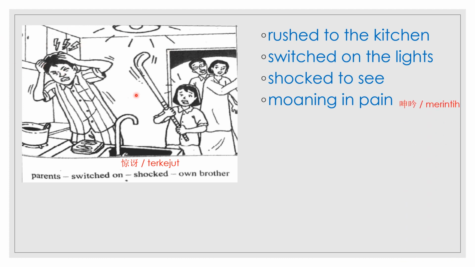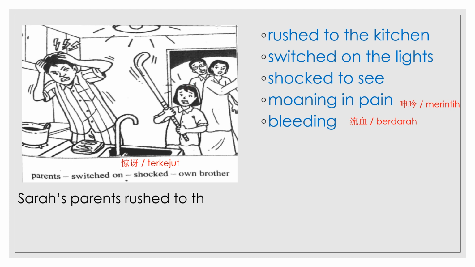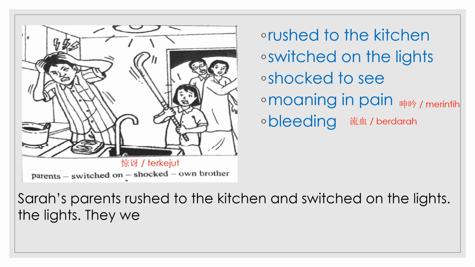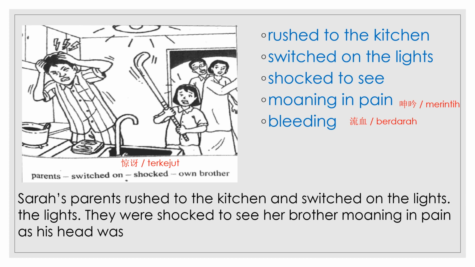Okay, moaning. What is the meaning of moaning? 呻吟, merintih. Okay, and then why? He was bleeding after being hit by the hockey stick. Bleeding, 流血了. Okay, berdarah. Right, so how do we write this paragraph? We can say, Sarah's parents rushed to the kitchen and switched on the lights. Okay, they were shocked to see her brother moaning in pain as his head was bleeding.